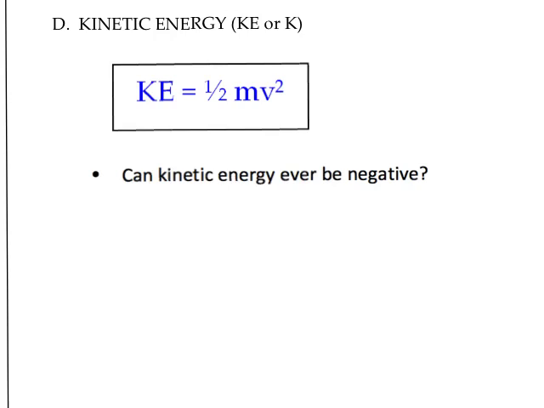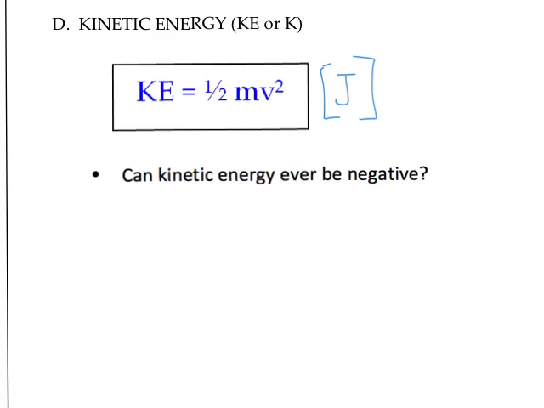And the units for kinetic energy will be joules, just like any type of energy or work. They all have the same units. Now I have a question for you about kinetic energy ever being negative. Remember when we talked about gravitational potential energy, that depending on the reference point, potential energy could be positive or negative, but let's look at kinetic and see if the same thing applies.